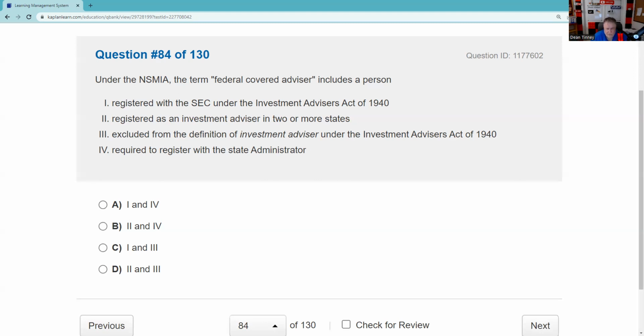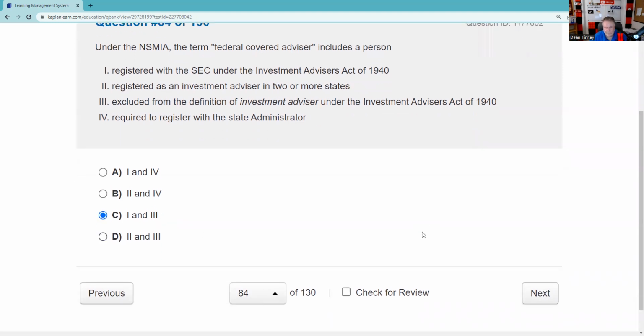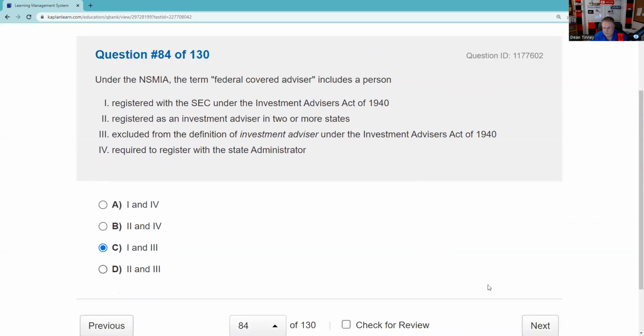You should have been able to do this with process of elimination. I don't like 3, but you should know you're never going to be a federally covered advisor and state. It's one or the other. So I should know 1 without 4. 1 without 4, which means I'm going to have to take choice C, even though I don't like Roman numeral 3. But, being a test taker, sometimes you got to do what you got to do.